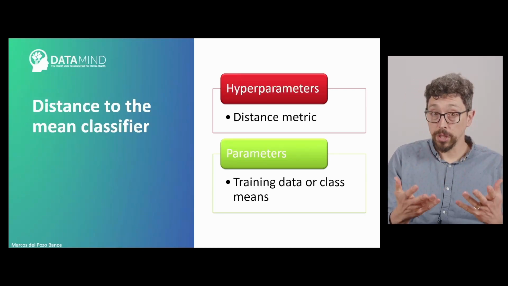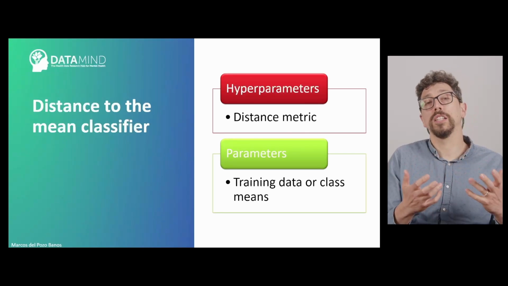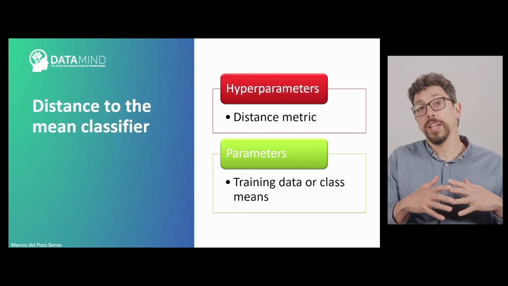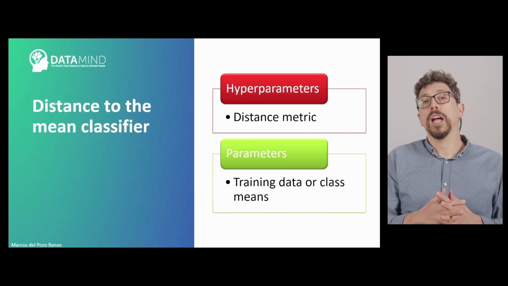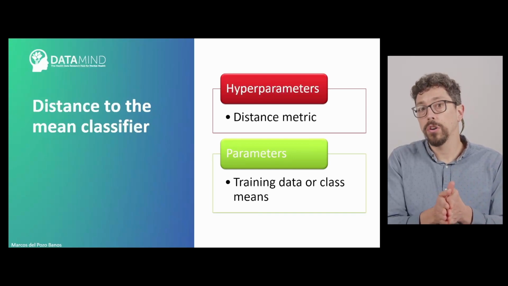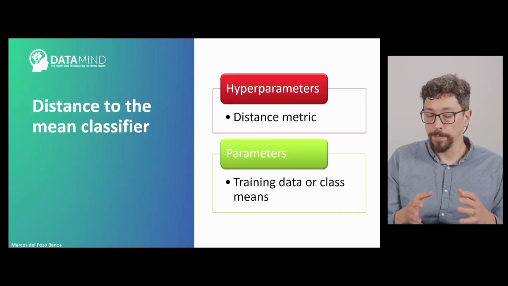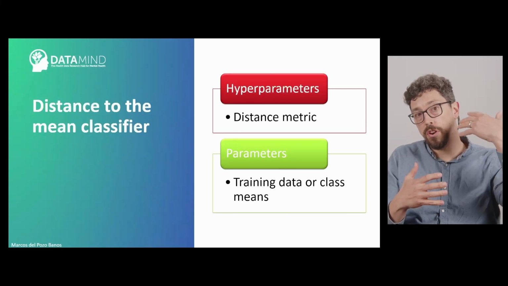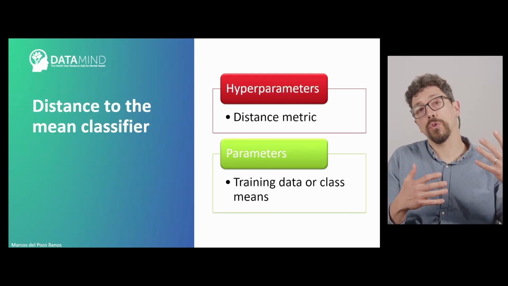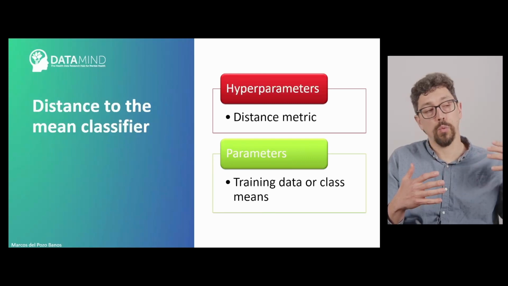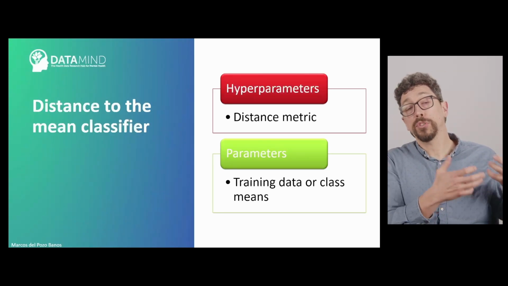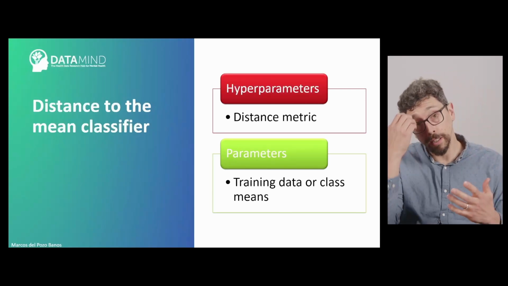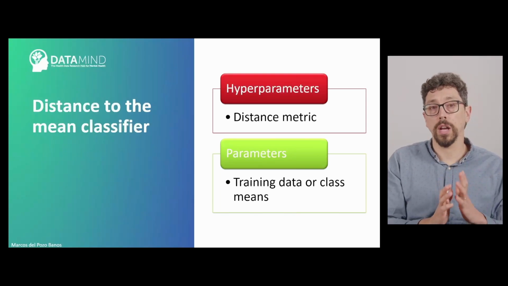In terms of parameters, so the values that the model can learn automatically from the training data, it is just the training data itself. Either that, or we save the class means. Now, if we only save the class means, then continuous learning, so the ability to add more information to the model as we obtain more training data, gets a little bit more complicated. It can still be done, but as I said, it's a bit more complicated.